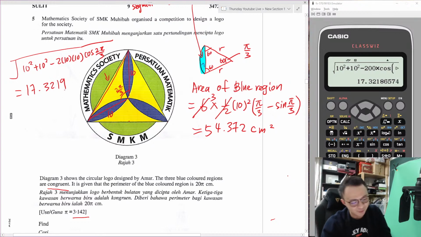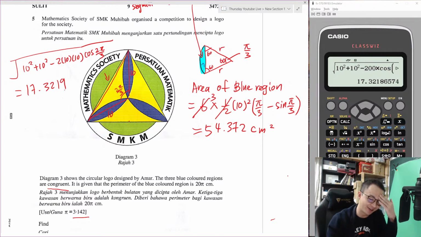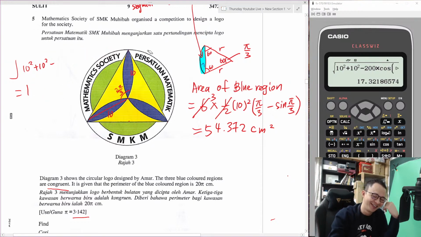Alright. Okay, why do I want to find the arc length? Because I want to find the area of the triangle. Actually, I can just add 3 areas of triangle also, right? Why am I doing some extra work? Okay, I found a faster way of doing that.